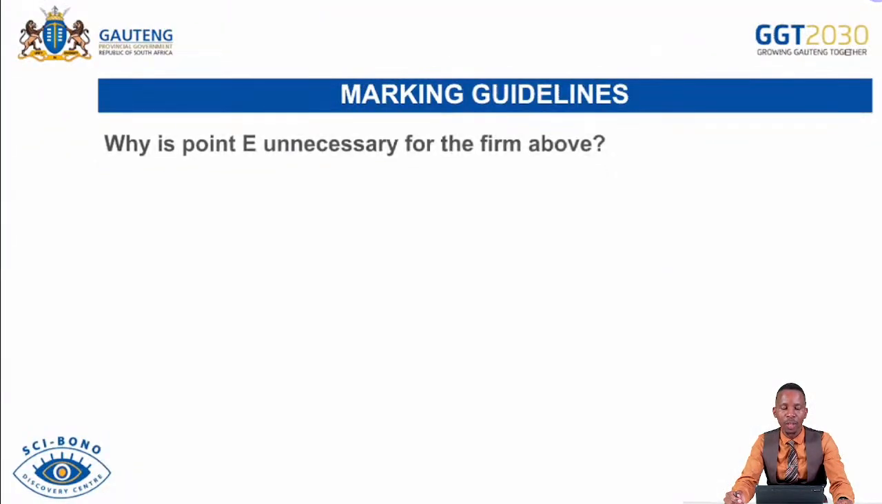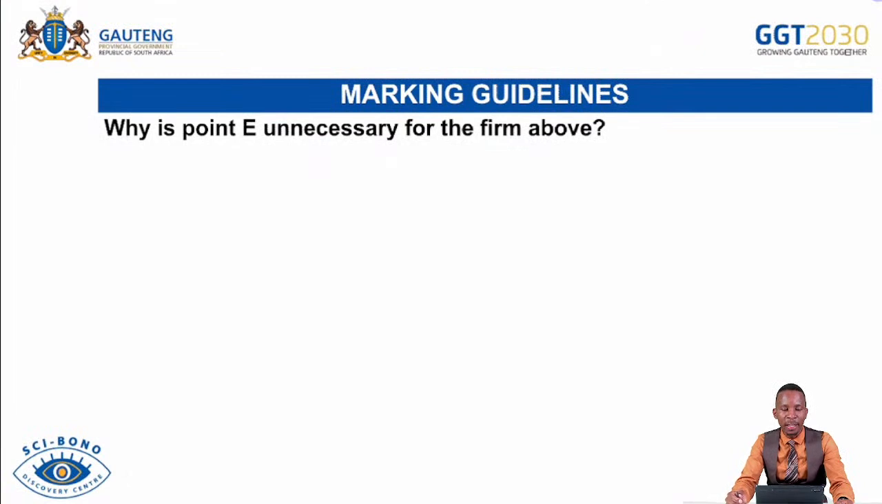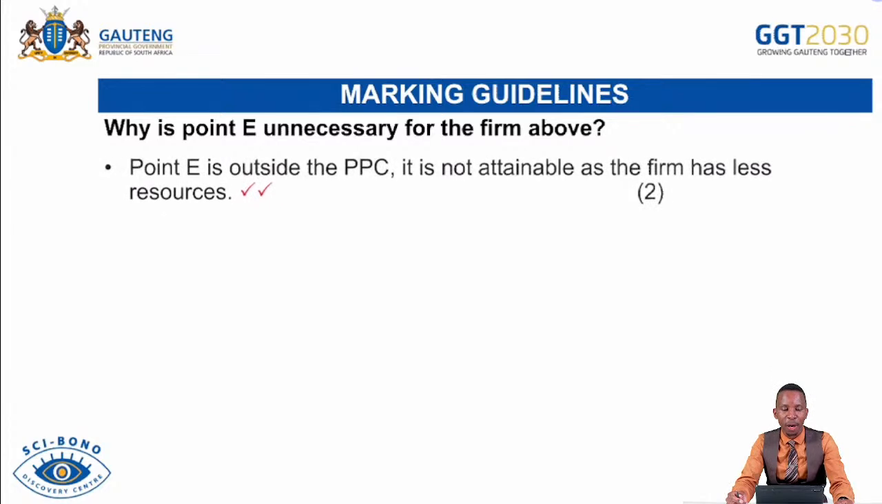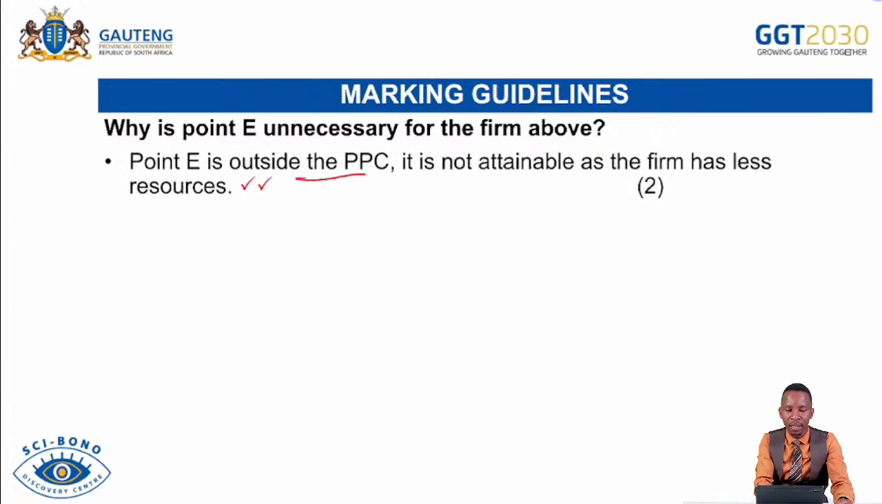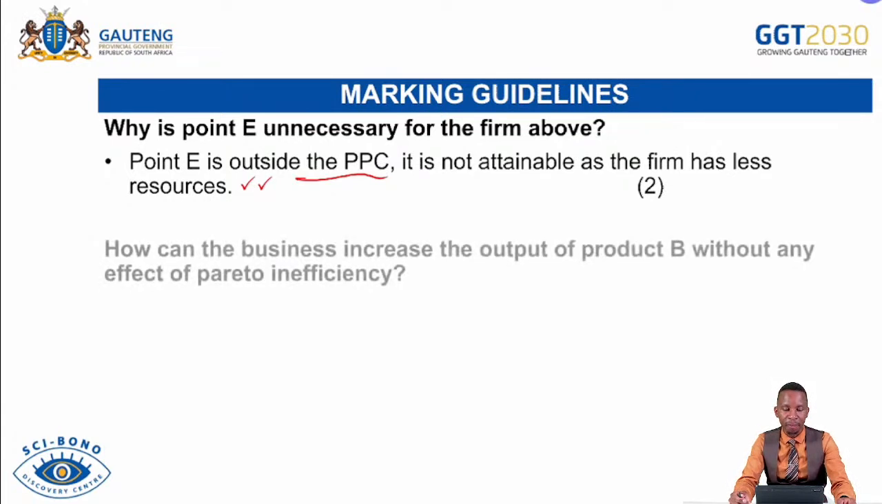And then we continue with the marking guideline. Why is point E unnecessary for the firm above? Point E is outside the PPC. It is not attainable as the firm has less resources. So remember, point E is outside the PPC there. So in that case, this point is not achievable to the producer because the producer is having less resources to produce goods and services along the PPC.